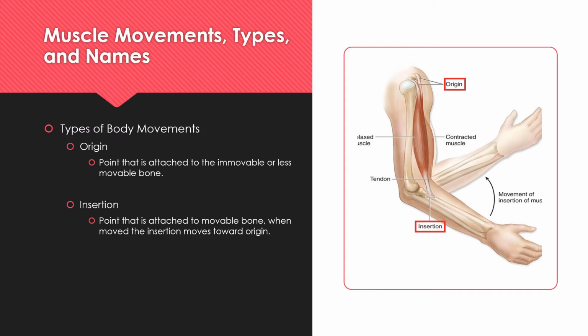The next thing we're going to do is talk about the muscle movements, types, and names. There are two different types of attachment points: origin and insertion. For the origin, you can look at the diagram over there on the right, and we see that the origin of the arm muscle is located up in the top part of your shoulder. That's the point that is attached to an immovable or less movable bone. The insertion is the point you can see on the diagram that's more attached to the elbow, which is more flexible and allows more movement in the bone.